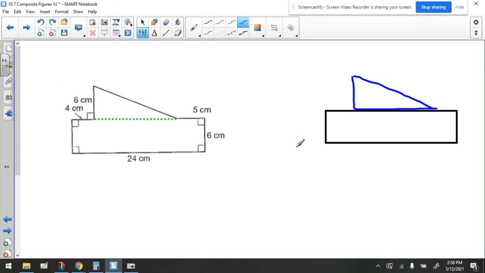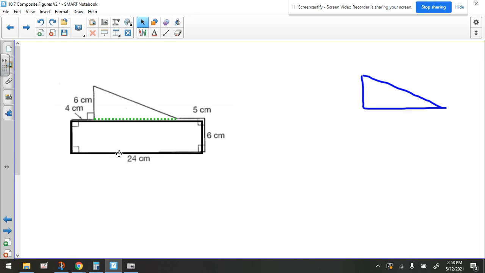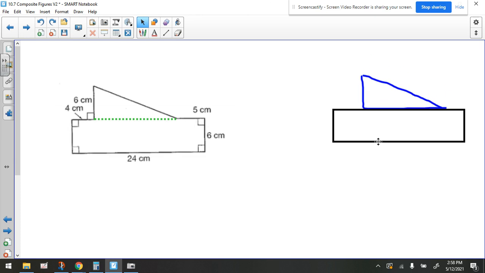We're taking a look at questions 6, 7, and I believe 8. We're looking at this figure. They want us to find the area of the triangle, the rectangle, and then the area of the entire thing. So what you need to do is break it up into two separate figures. If we think of it as a triangle on the top and this rectangle on the bottom, then we should be successful finding the area of the composite figure.